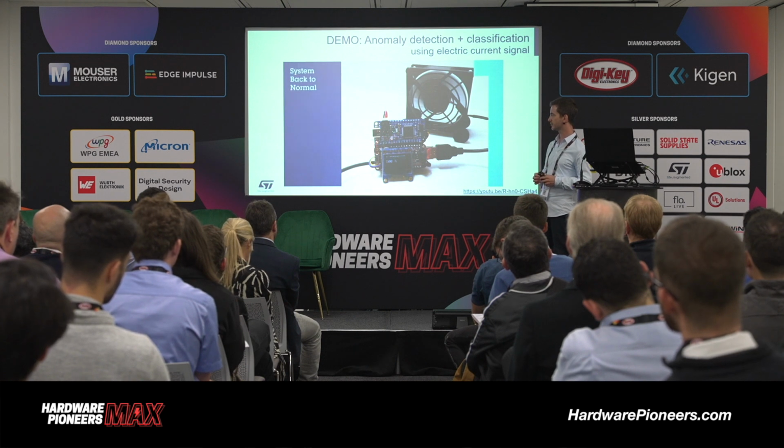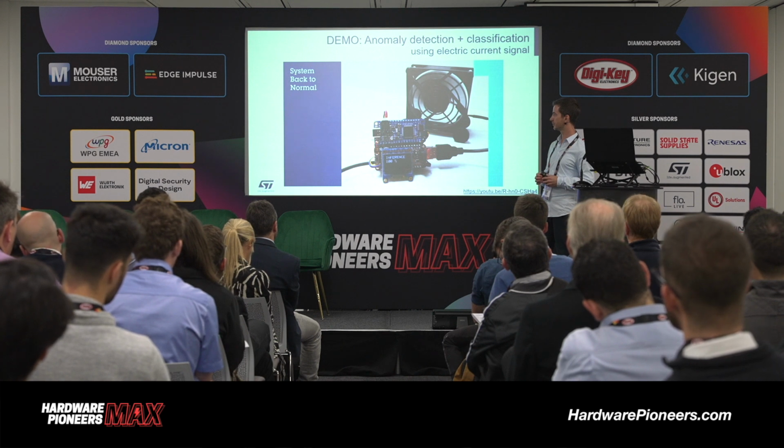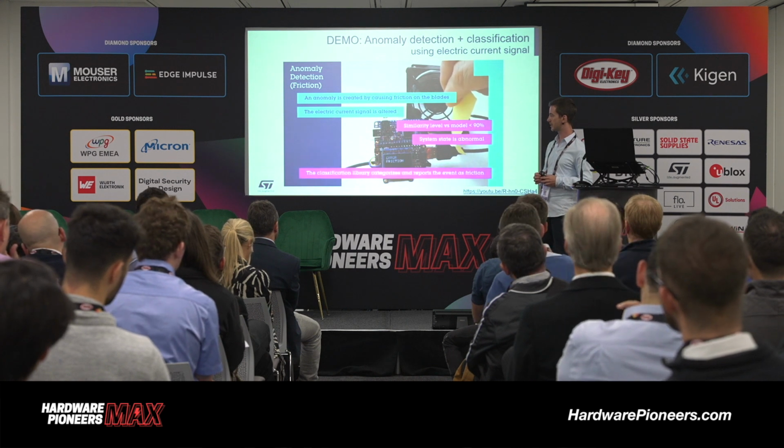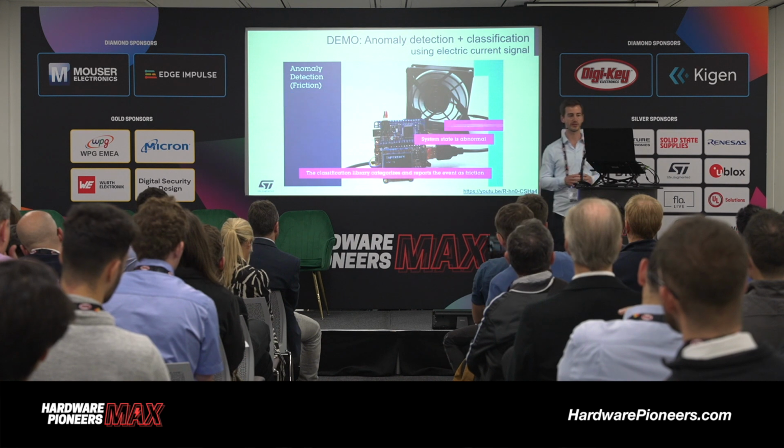So now back to normal, and we'll introduce another type of anomaly. Here just friction on the blades. And now it says error friction. So we can classify.